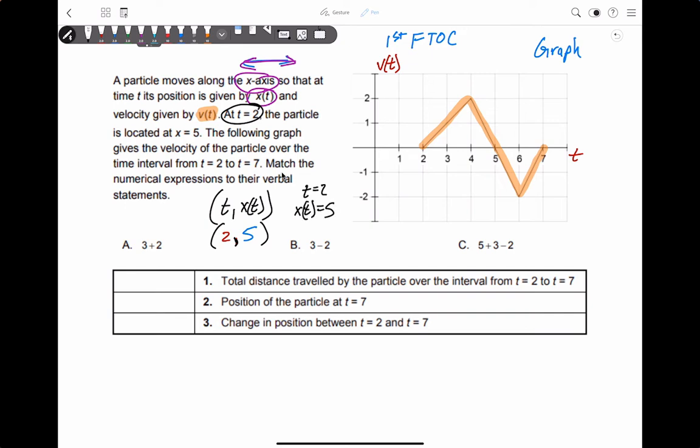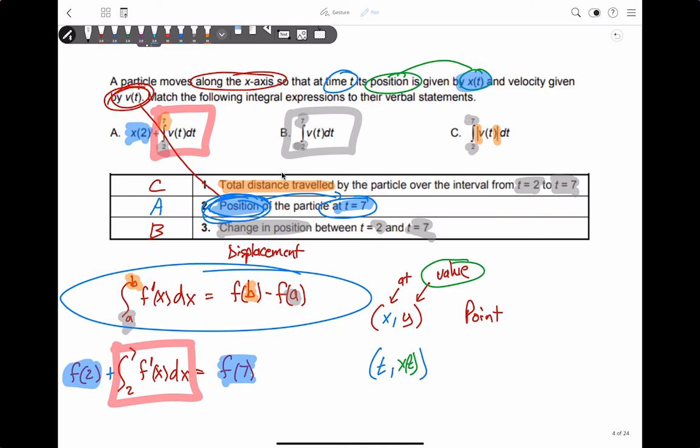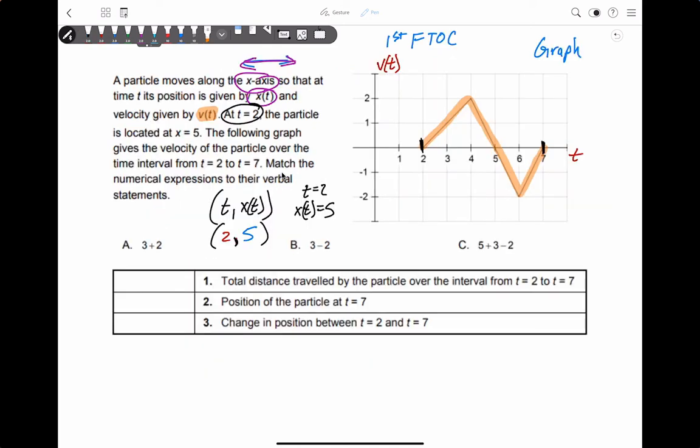So the graph to your right shows the velocity function from 2, the low value of 2, all the way to the high value of 7. And we know from this equation here that the area underneath the curve is displacement, the change in position. So I have two areas underneath the curve here. I have a positive area here from 2 to 5, and I also have a negative area here from 5 to 7.